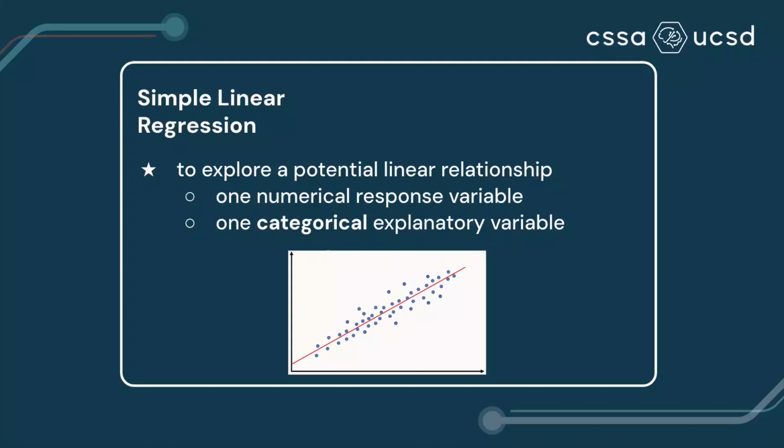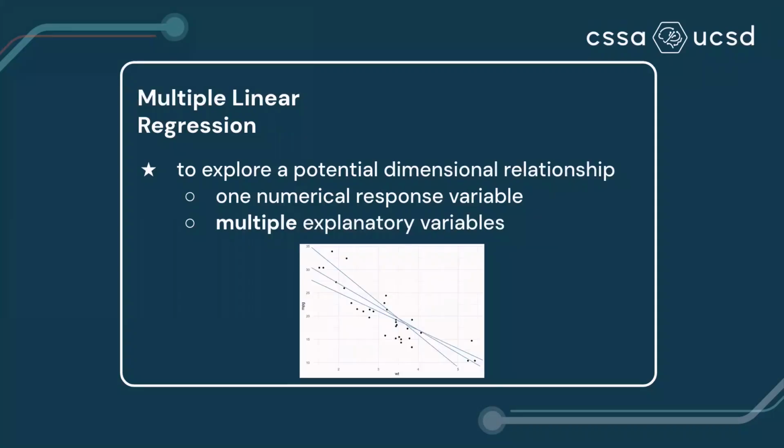Let's move on to something a bit more complex. Multiple linear regressions attempt to explore a potential dimensional relationship. In this case, there's usually one numerical response variable on the y-axis and multiple explanatory variables on the x-axis. So here, instead of just finding one linear relationship, we're trying to find several linear relationships between the multiple variables on the x-axis and the y-axis.